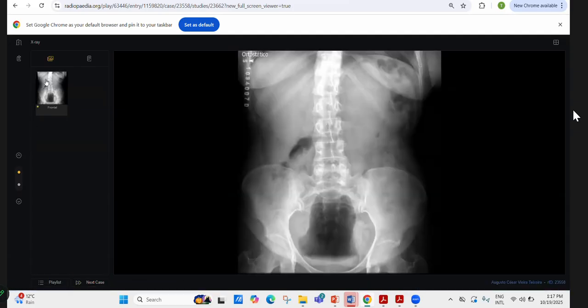My screen. I cannot see it on the screen.